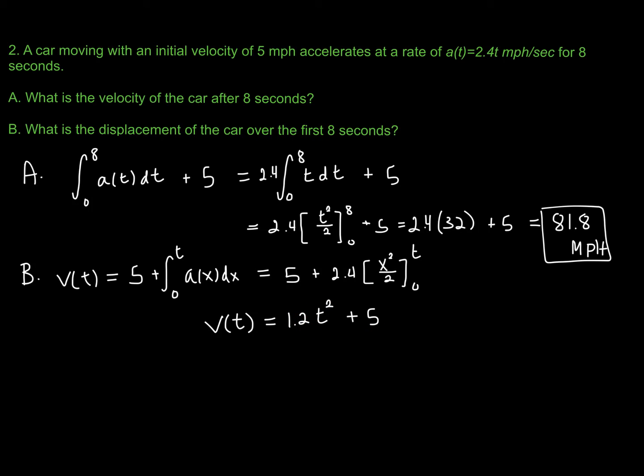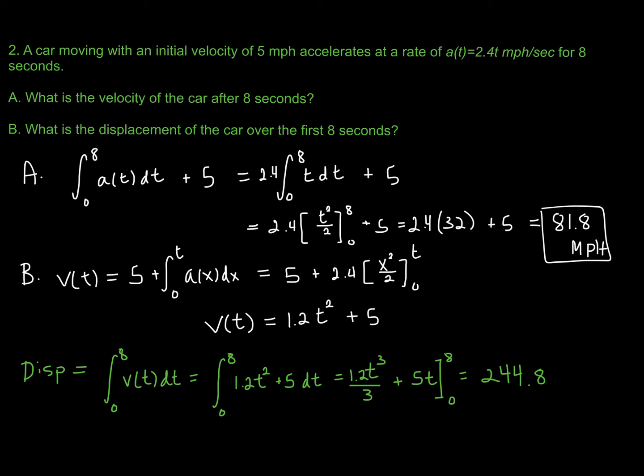And now, to find the displacement, I can just take the definite integral of this function from 0 to 8. So once I set up my definite integral and evaluate, I end up with 244.8. We've got to be careful here, because you might say, okay, the displacement was 244.8 miles. Well, that would mean that your position has changed by that many miles in 8 seconds. And I kind of don't think that your car is quite that fast, particularly based on its acceleration here. So we need to take stock of the units here. Remember, velocity is measured in miles per hour.